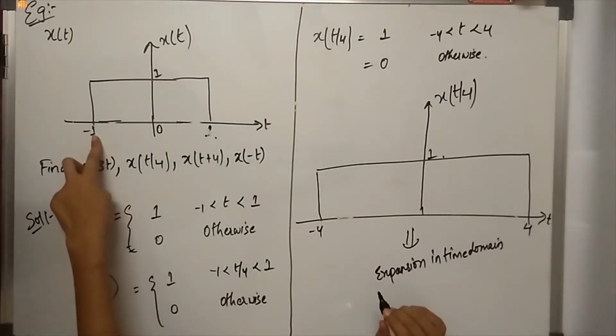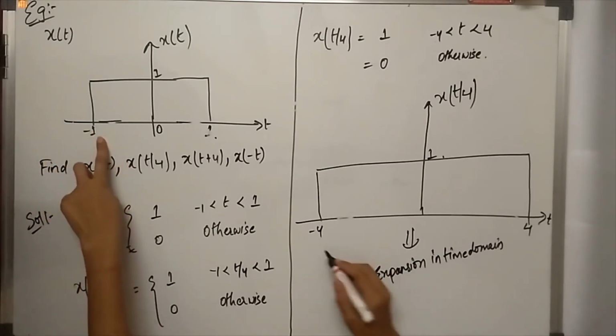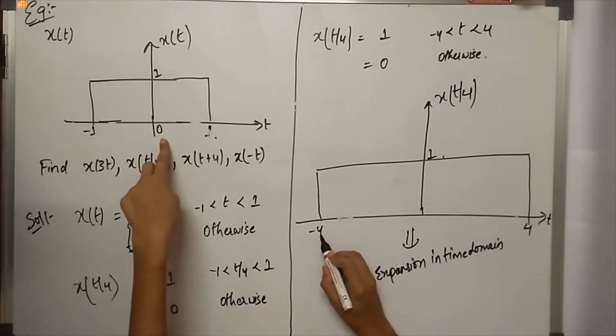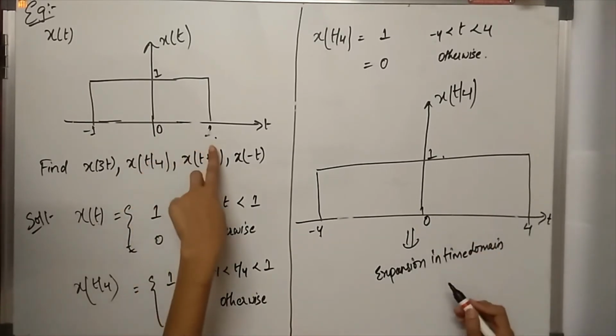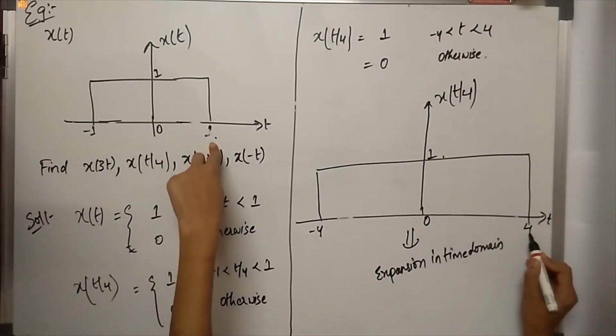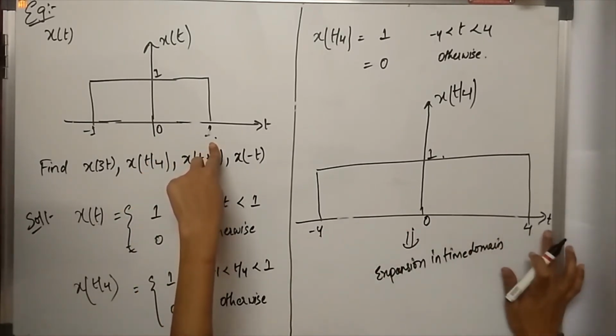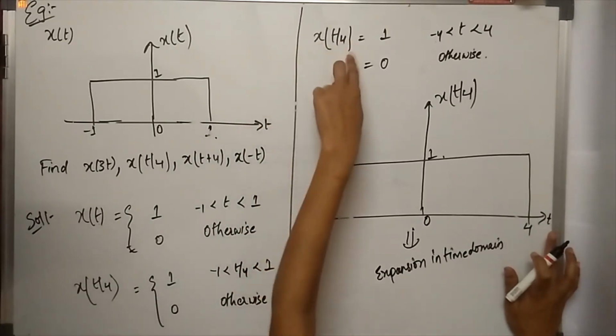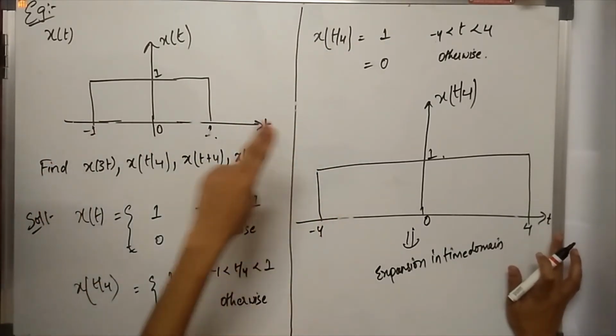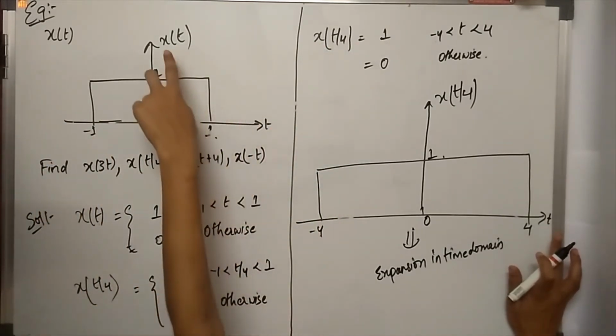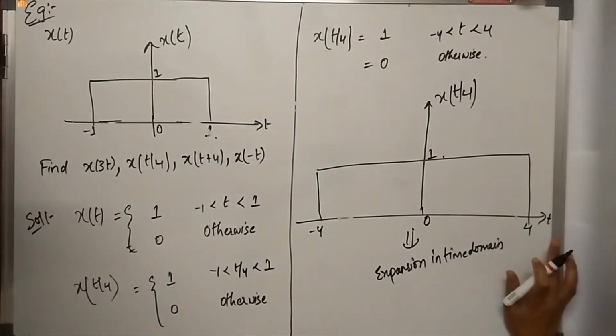Multiplying, minus 1 times 4 gives minus 4, 0 times 4 gives 0, and 1 times 4 gives 4. To get a new timeline, or the x-axis of x of t by 4, all I need to do is multiply the x-axis of x of t by 4. This is the second observation.